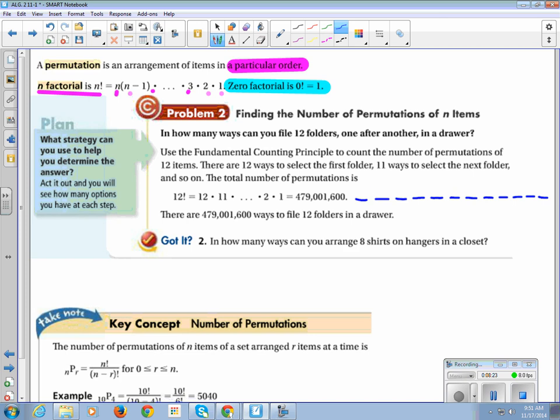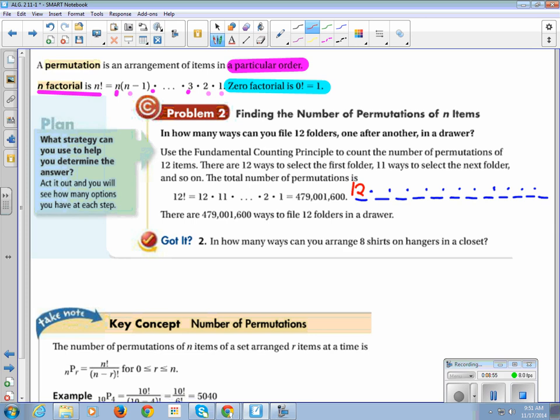And for the first one, think about this. If I have 12 folders to begin with, the first slot, how many options do I have to put in that first position? How many folders are there? 12. But unfortunately, for the next slot, I've already placed one in that first slot. So how many options are there for the second slot?